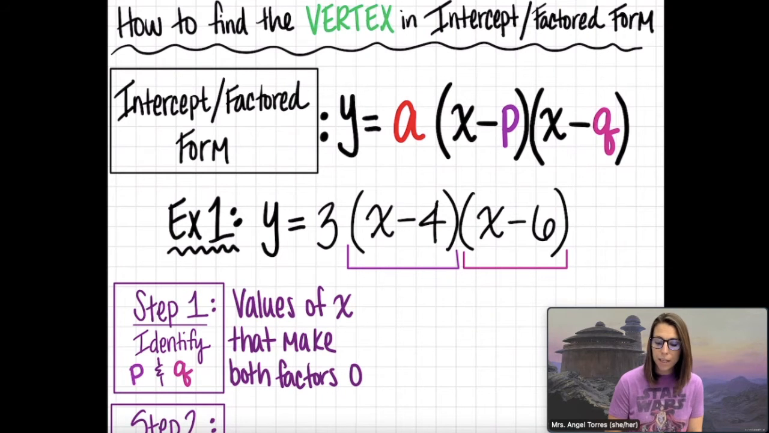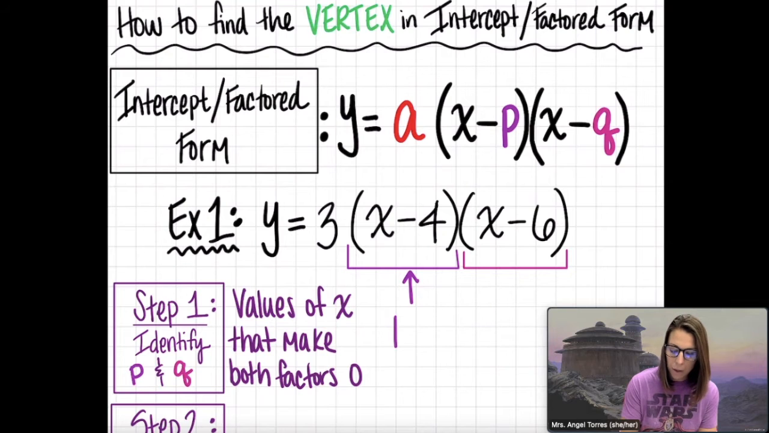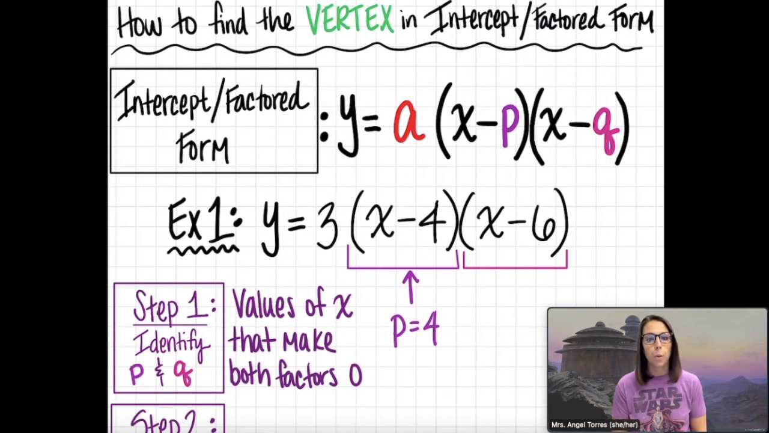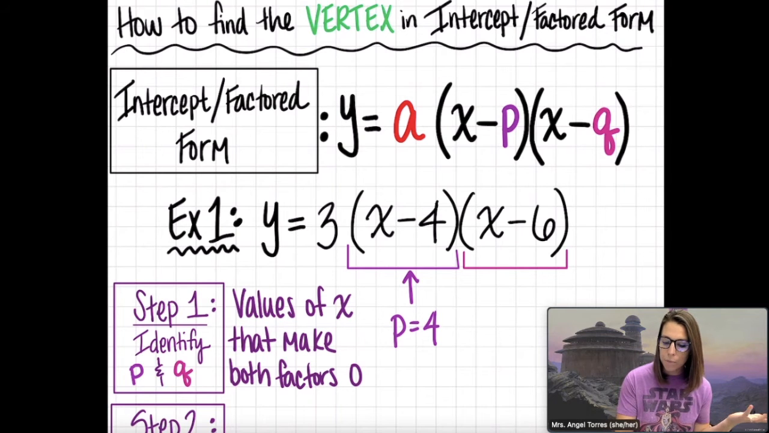Okay, so let's go in and do some mental math. In our first factor here, x minus 4, what value of x would cause that to be 0? That would be 4. So we can say here that our p is 4. And that also matches what we see in the formula. If the formula is x minus p, and here we have x minus 4, that matches up.